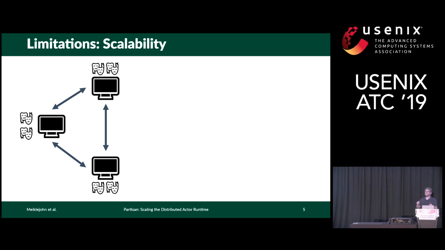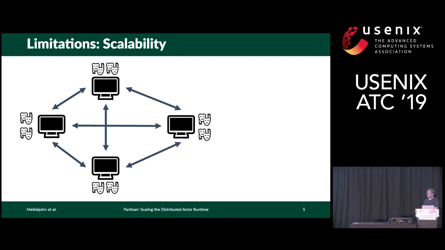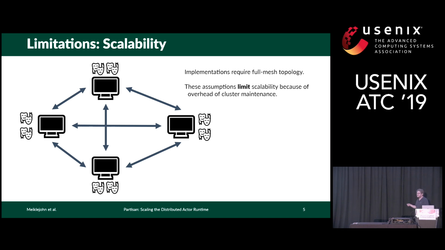So let's dive into the limitations. The first limitation is around scalability. Here, I have a cluster of 3 nodes, each running 2 actors, and these nodes are connected in a full mesh topology using TCP. This means when I add a 4th node and instantiate 2 actors on it, I also have to connect it to all the other machines in the cluster. These systems need all the nodes connected because they have to transmit metadata information and send heartbeat messages to keep the system operating.